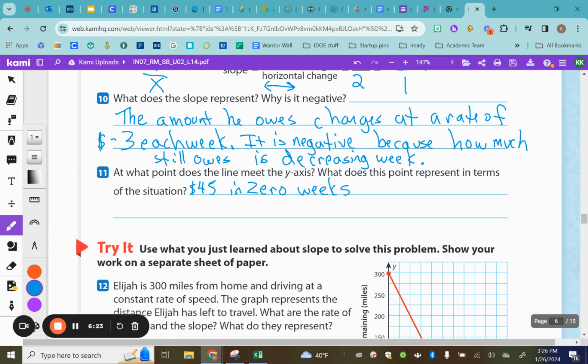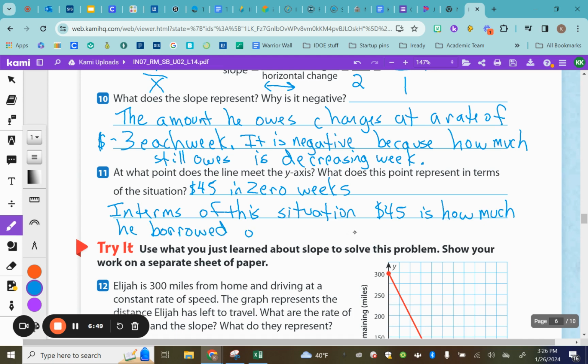So what does this represent in terms of the situation? In terms of this situation, $45 is how much he borrowed originally. So he started owing his parents $45 and then he started paying it back, and the graph shows the rate that he paid it back.